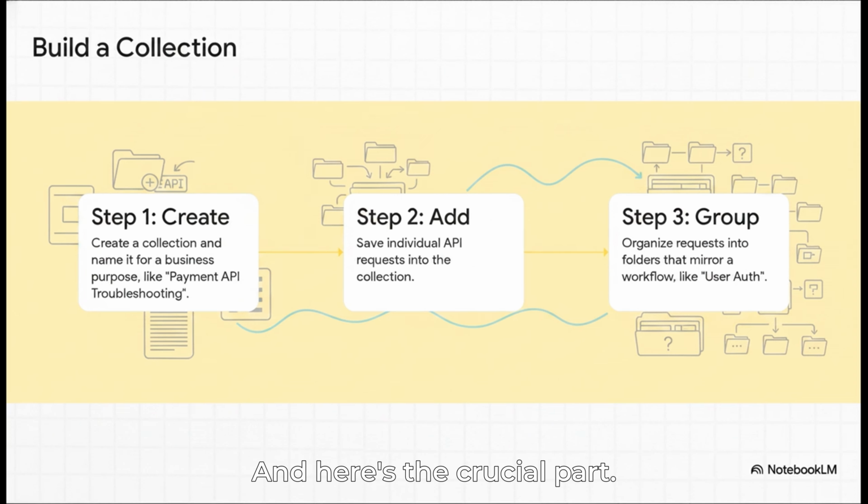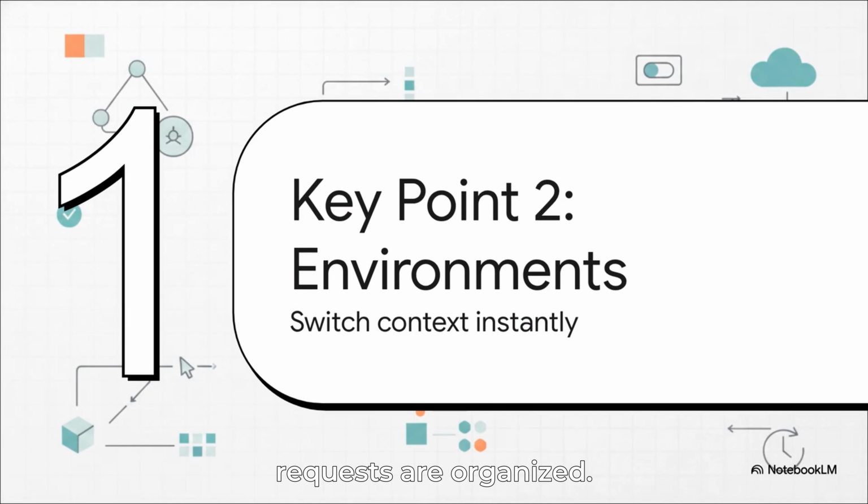And here's the crucial part. You group them into folders that match a real-world process. Trust me, when a real incident is happening, having this structure is an absolute lifesaver. Okay, so your requests are organized. Fantastic. But what about when you need to test against different servers? You're not going to manually edit the URL and API key every time you switch from staging to production, are you? That's slow, and you're bound to make a mistake.